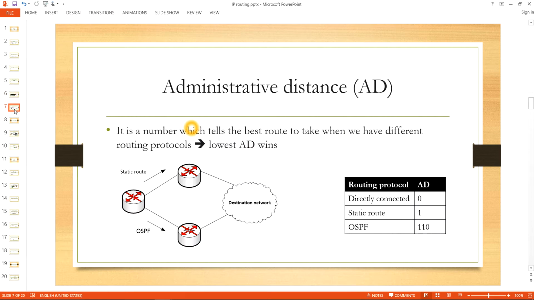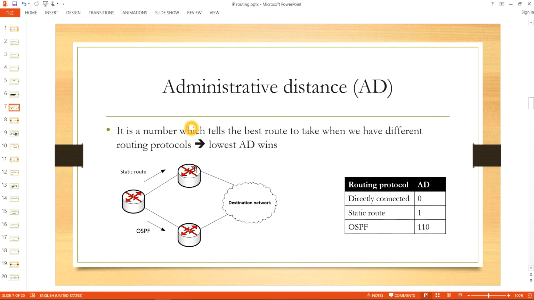So administrative distance: sometimes on our network like this one below, we may run different routing protocols on our router. So the question is, for example, if I tell the router, to reach this destination network you have two paths. This path I allow you to use a static route, and this path I allow you to use OSPF. The router has to use only one of them. So which one is going to be the best? That's where the concept of administrative distance comes in. When you are using different routing protocols, it tells which routing protocol is the best to take.